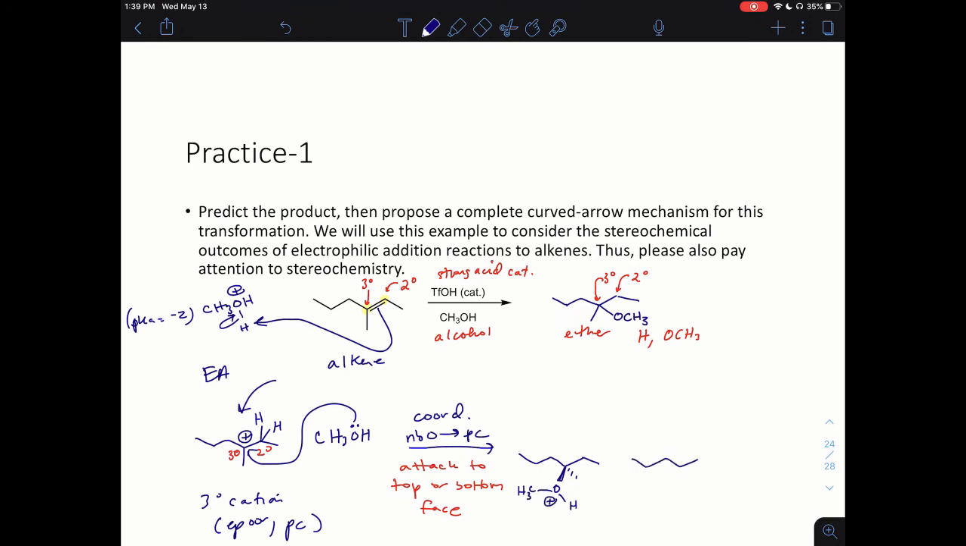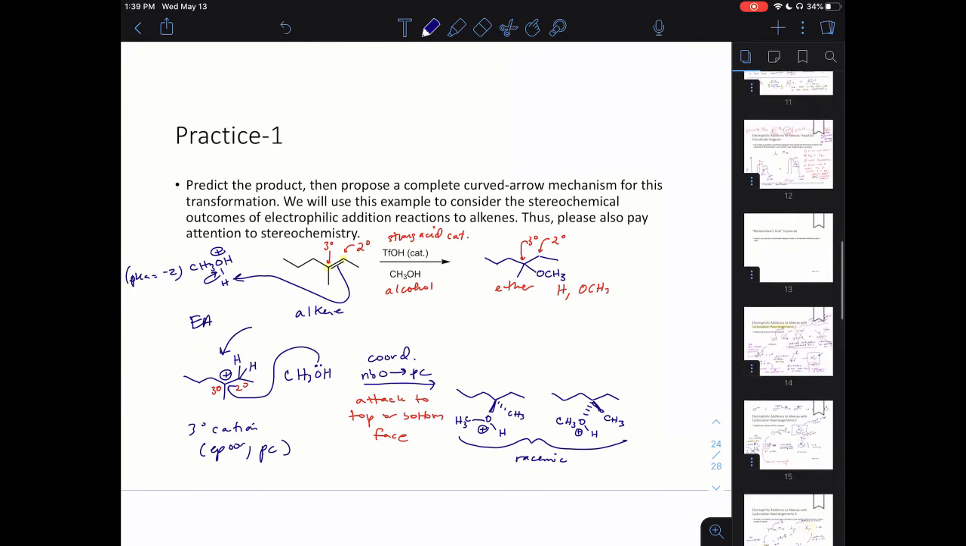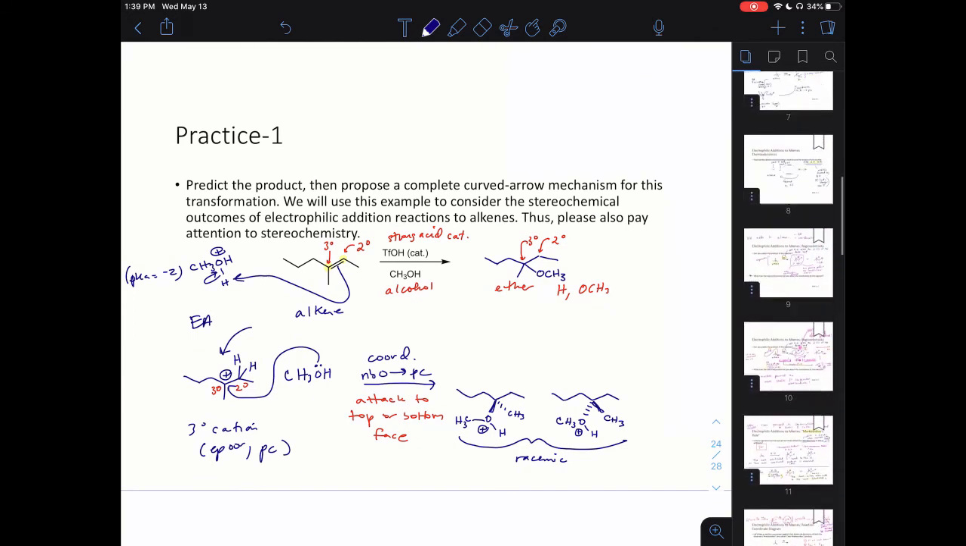Attack to the bottom face will lead us to this protonated alcohol. And of course, the relationship between these two protonated alcohols is that they are enantiomeric. So you have a racemic mixture of these two protonated alcohols, because attack to the top face and the bottom face of that p orbital are equally likely.